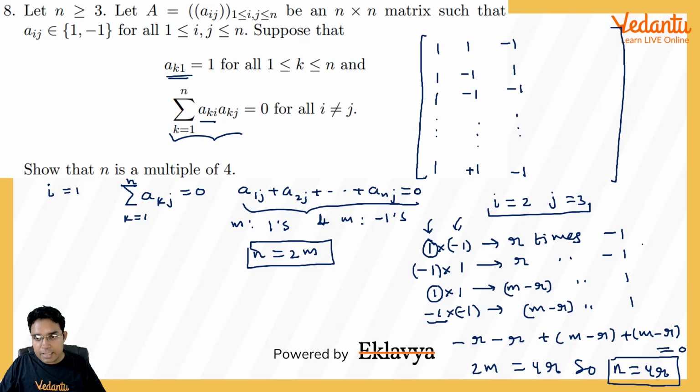I think this last part was tricky. Everything was fine, but this last part was tricky. So I will rate this question as a little difficult. Not very difficult, but a little difficult. So this is how this question will be done. So this completes the solution of this ISI Part B.